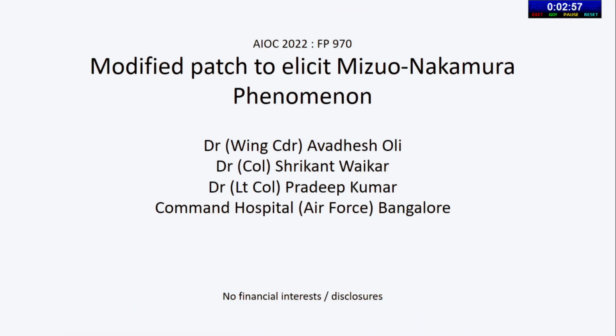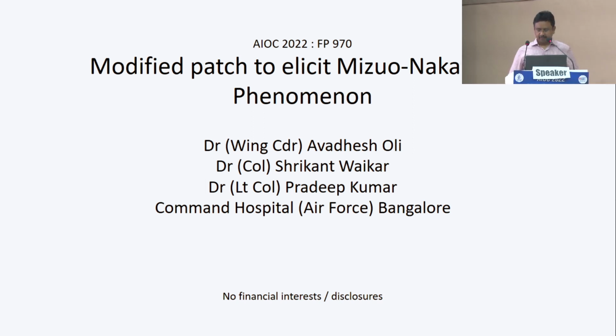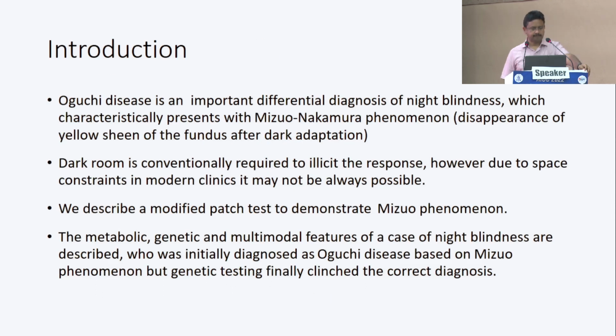Respected judges and dear colleagues, I will be presenting on a modified patch test to elicit Mizou-Nakamura phenomena. So, we all have heard Oguchi disease is an important differential diagnosis of night blindness, which characteristically presents with the Mizou phenomena, which was described by Japanese, and which is disappearance of yellow sheen of the fundus after dark adaptation. Means the fundus gives a different appearance when it is light adapted and different when it is dark adapted.